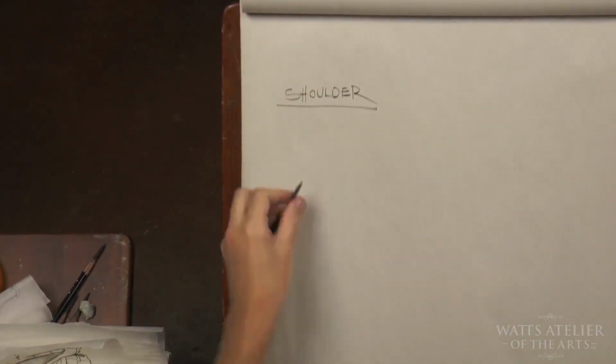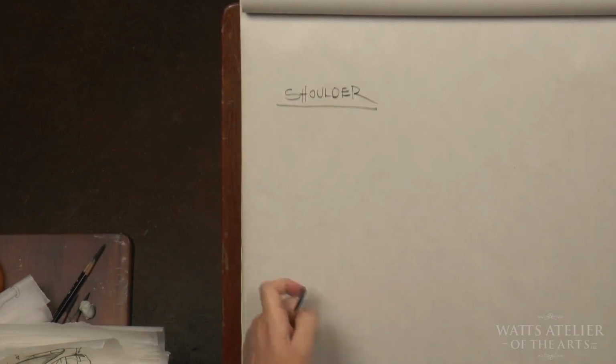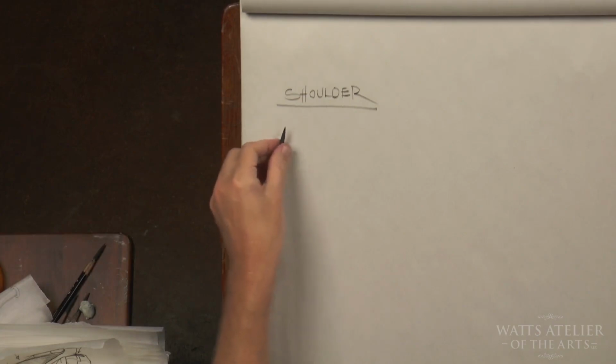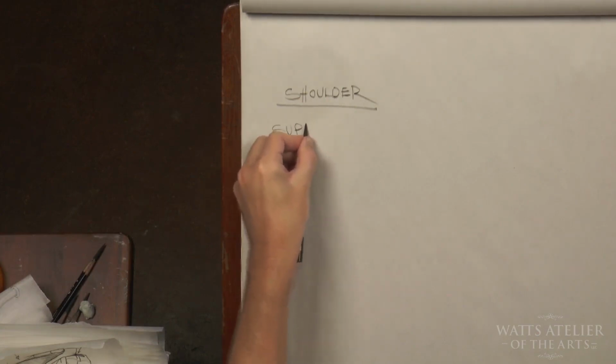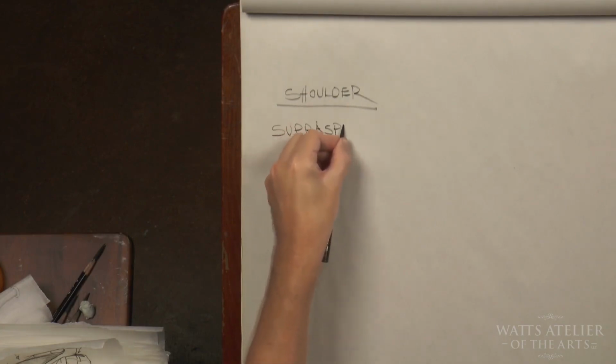Shoulder. Okay, so down here we have your rotator cuff muscles, essentially, right? So we have the supraspinatus.